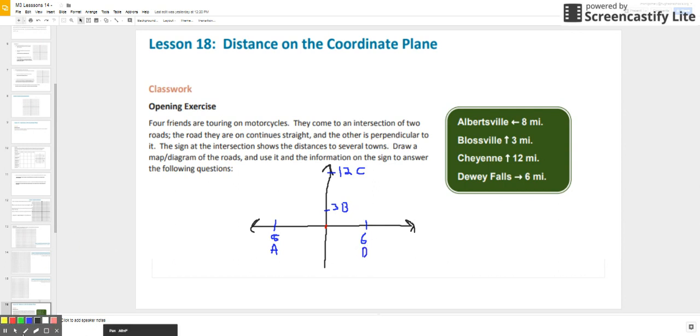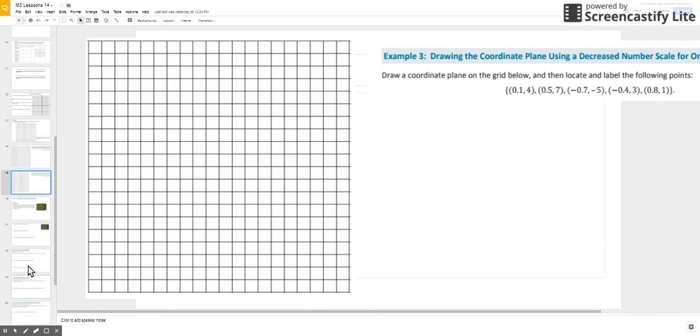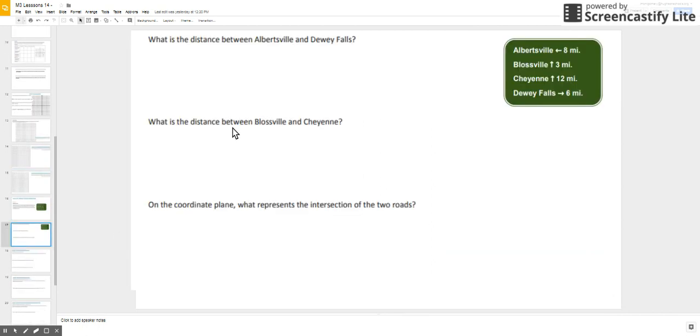We're right here at the origin, and this map is telling us 3 miles going forward, 8 to the left, and 6 to the right. So based on this information, we're going to answer the next few questions. Let's look at the next question. Oops, I went the wrong way. All right, here we go. This is what yours should look like. It should say, what is the distance between Albertsville and Dewey Falls?